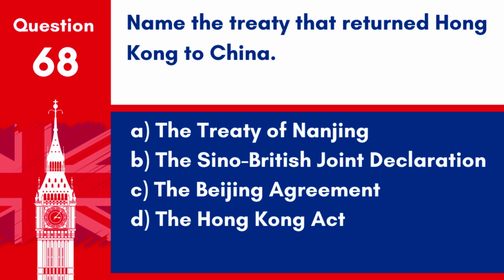Question 68. Name the treaty that returned Hong Kong to China. A. The Treaty of Nanjing. B. The Sino-British Joint Declaration. C. The Beijing Agreement. D. The Hong Kong Act.